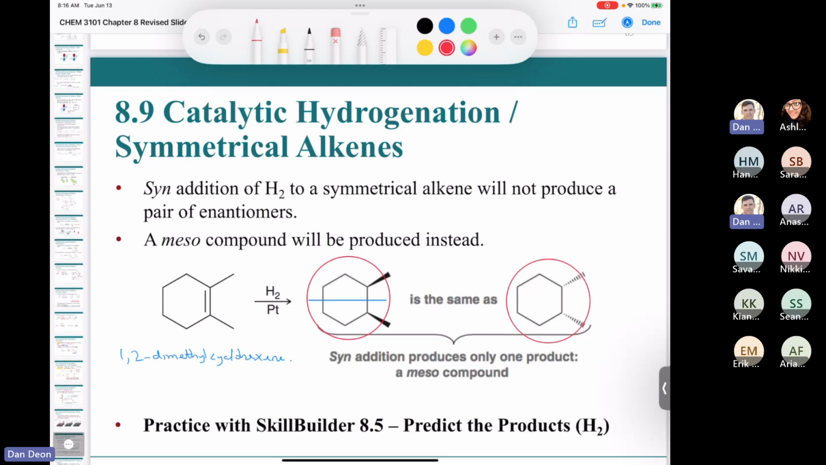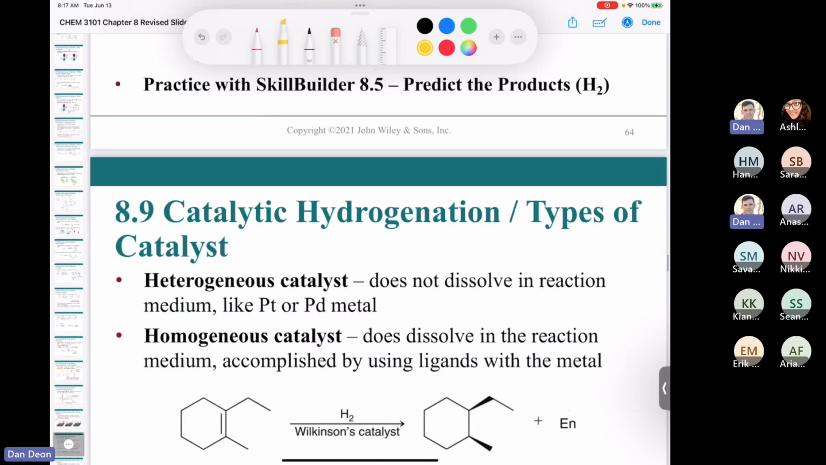So it's just a word of caution: just because it's syn addition doesn't mean you're always going to get a pair of enantiomers. So anyhow, just keep that in mind. And I feel like my students are pretty good at identifying meso compounds. They're pretty good at recognizing them and remembering that. So just something to think about.